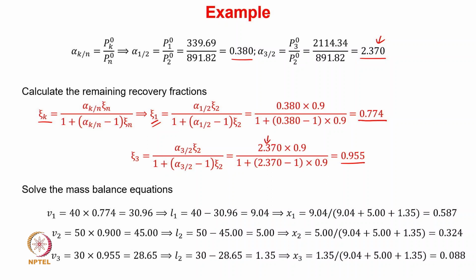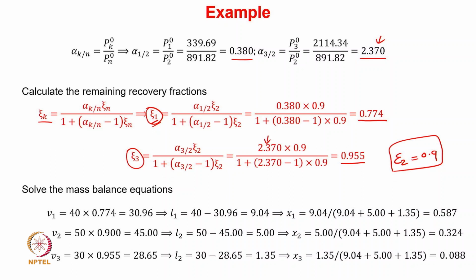So now we know zeta k, we know zeta 1, we know zeta 3, and we also know zeta 2. Zeta 2 is 0.9. That is what we assumed initially, isn't it? So now we know zeta 1, zeta 2, zeta 3.